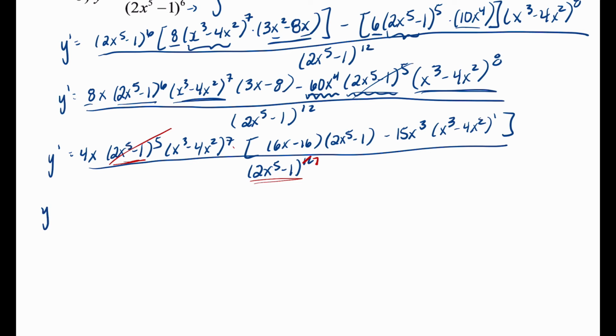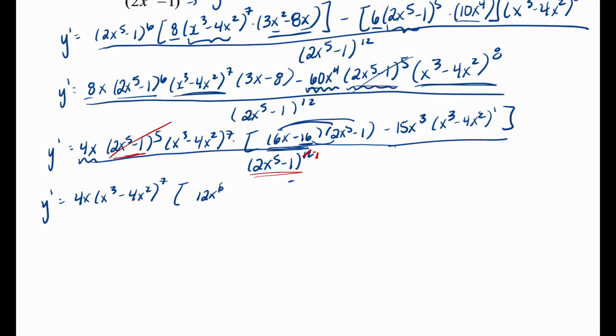So now I have y prime equals whatever's left out front, so 4x times (x^3 - 4x^2)^7. I'm never going to work out something with that high of a power. It's too much work. So now I'm going to start FOILing out my stuff. I'm going to look at the first term in my big brackets. So I have 6x times 2x^5, which is 12x^6. Then I do 6x times negative 1, which is negative 6x. Negative 16 times 2x^5 is negative 32x^5. Negative 16 times negative 1 is positive 16. So I don't need brackets or anything around this anymore.